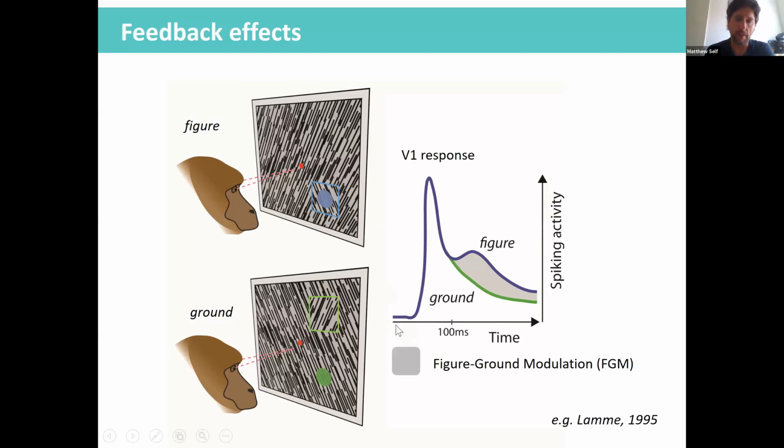So at time 0, the stimulus turns on. This is kind of a cartoon showing the results of many, many different studies. But you see an initial burst of activity, which is the same on the figure and on the background. And then at 100 milliseconds, we start to see an increased neural response on the figure, and actually a weaker neural response when the receptive field is on the background. So that leads to this modulation of neural activity, this gray region here, which we call figure-ground modulation. And we've shown in other studies that this modulation comes from feedback from higher visual areas, and it strongly correlates with the percept of the animal.